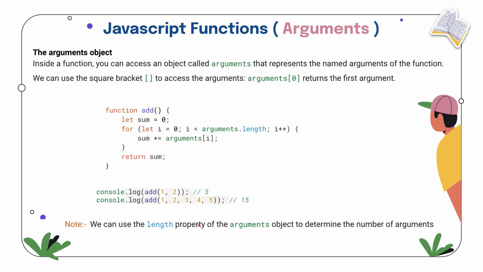And we can use the length property to get the total number of arguments passed. So it doesn't matter how many parameters you have to accept in this function, it always defines arguments. Arguments means whatever arguments we are passing as parameters while calling that function. So that is basically arguments.